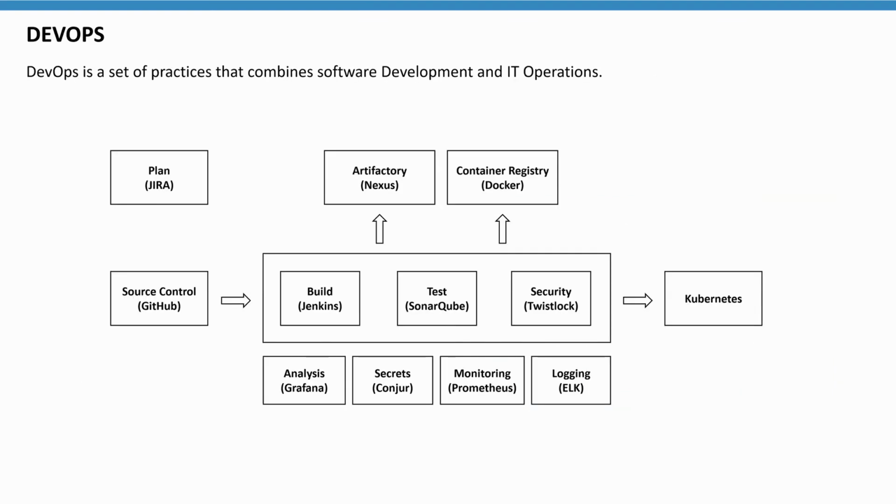DevOps is a set of practices that combines software development and IT operations. DevOps made immutable infrastructure possible. For example, not only your application code, your infrastructure code also stores in the GitHub. You can build an application, containerize it. You can also build the target Kubernetes system to deploy the application.